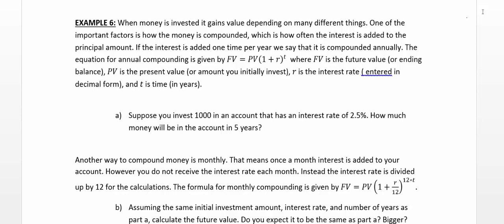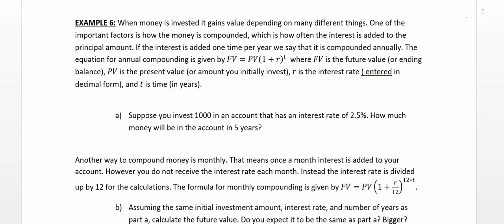where FV is future value, so how much you'll have at the end of your investment. PV is present value, or the amount you initially invest. r is going to be the interest rate, and we're going to enter it in decimal form, and time t is going to be given in years. We're going to use this idea to look at some things about money and see how this type of exponential function will relate to the derivatives we're learning.